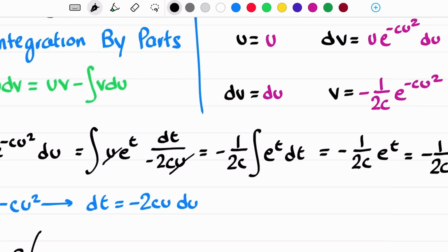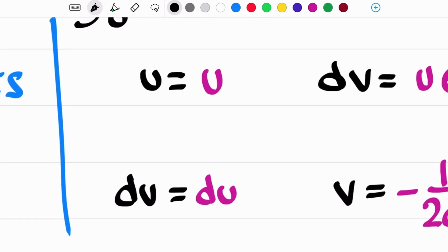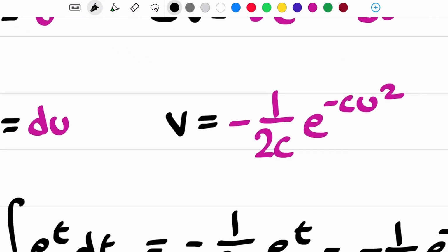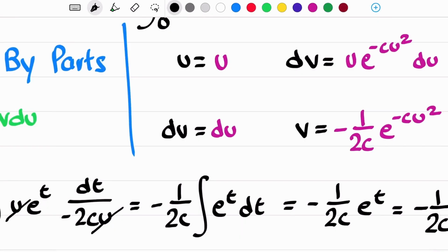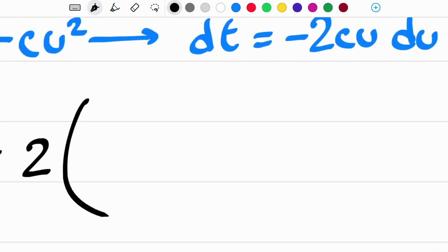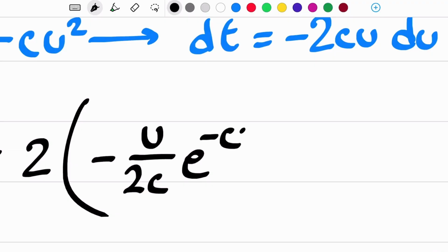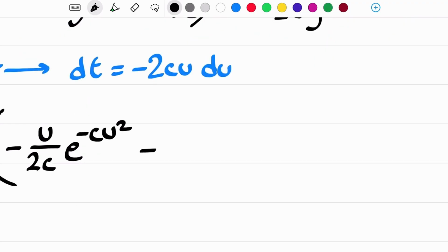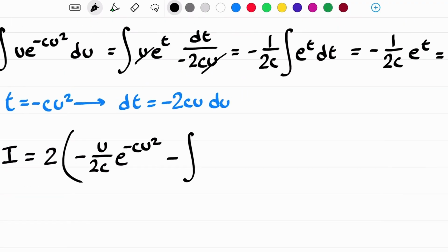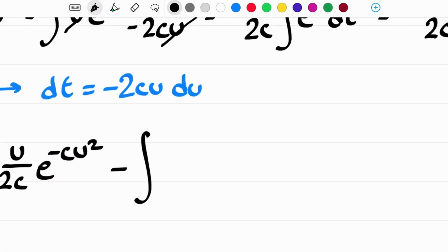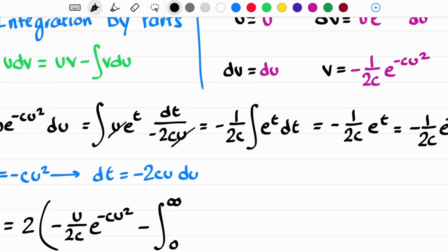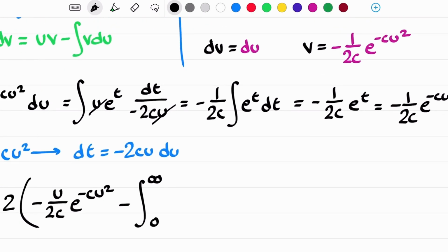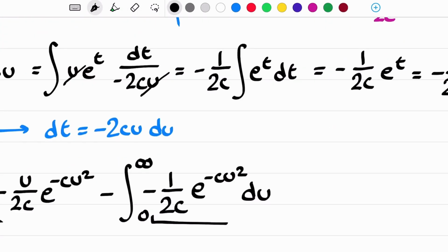Now, uv is going to be u times negative 1 over 2c e to the negative cu squared. So u times v is going to be negative u over 2c e to the negative cu squared minus the integral from 0 to infinity. Now our bounds are back when we do by parts. But this integral is going to be a v times du. So this is our v, and that's our du, of course.